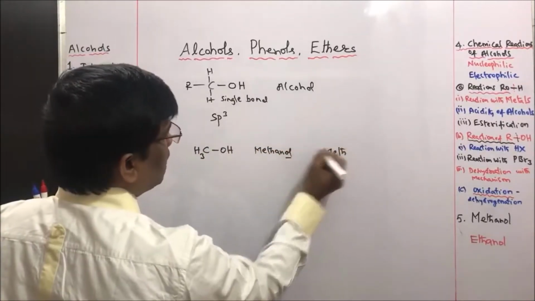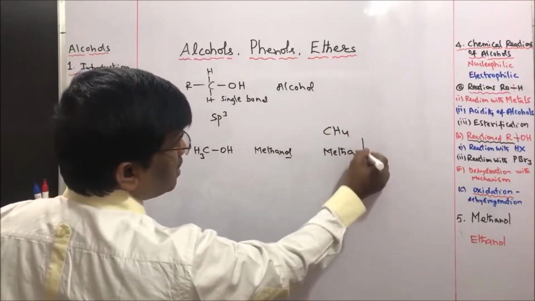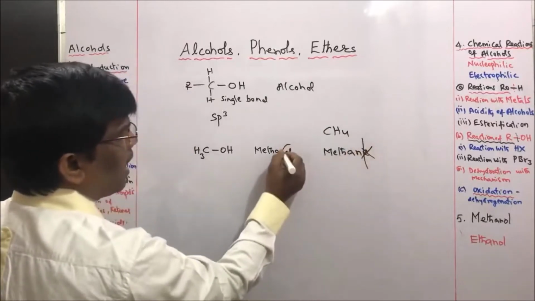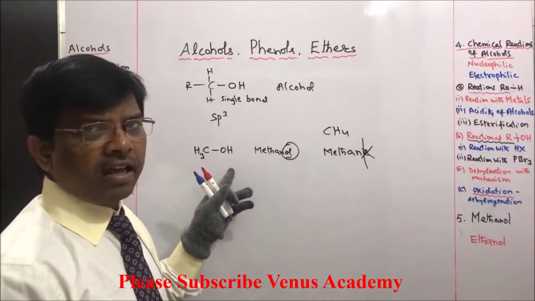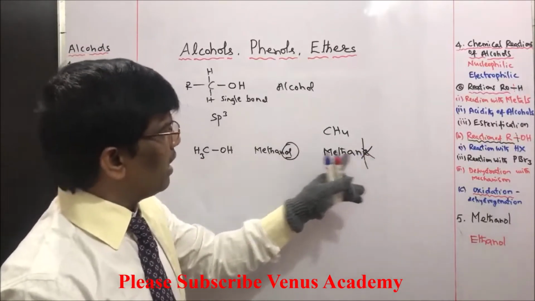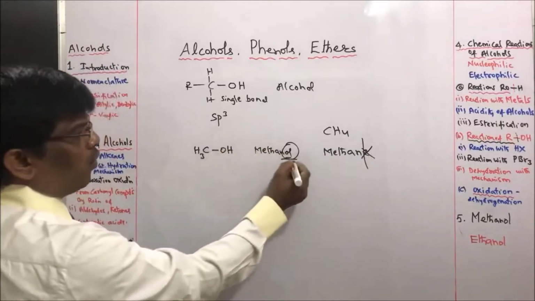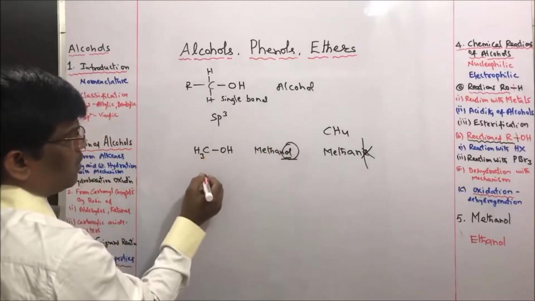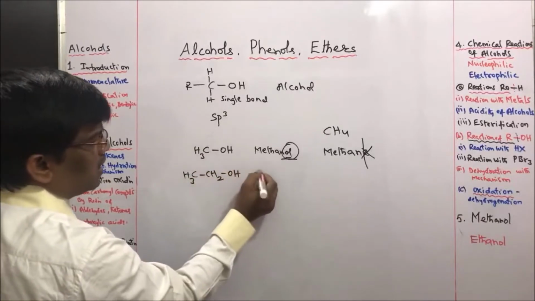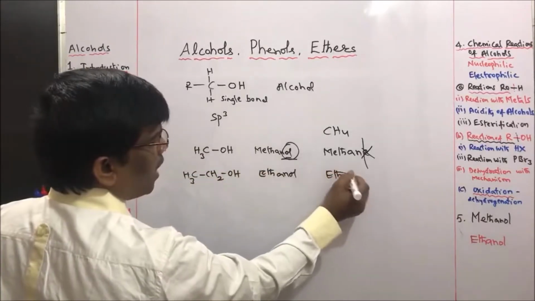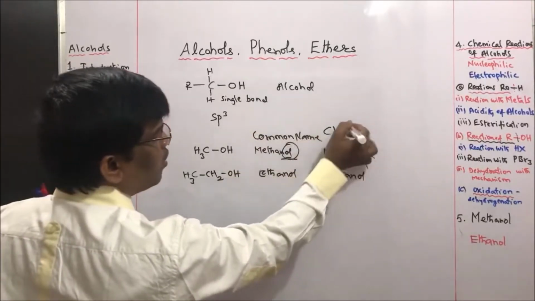How to name it? If it is methane, CH4, we write methane. For the IUPAC nomenclature, from alkanes such as methane and ethane, simply remove the E and add OL. The suffix OL becomes alcohol. And this is methanol. If you add CH3, CH2, OH, this is ethanol. The IUPAC nomenclature is also the same for ethanol. This is the common name, this is the IUPAC name.